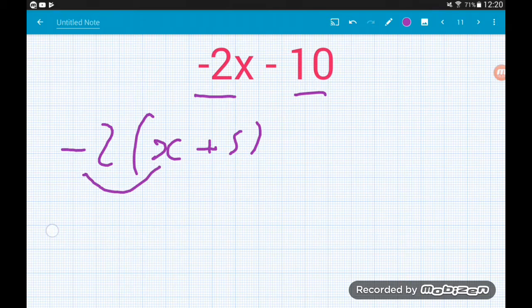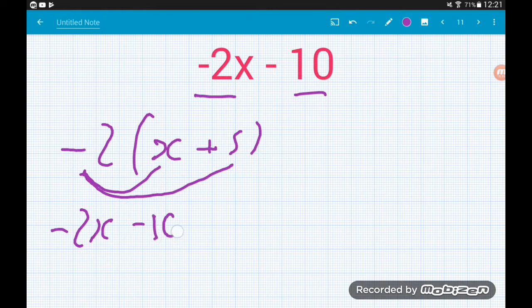Okay, now, given that we've got a negative number kicking around here, let's just check that. So minus 2 times x is minus 2x. Now minus 2 times positive 5, remember a negative times a positive gives us a negative number, so minus 2 times positive 5 does indeed bring us back to that minus 10.